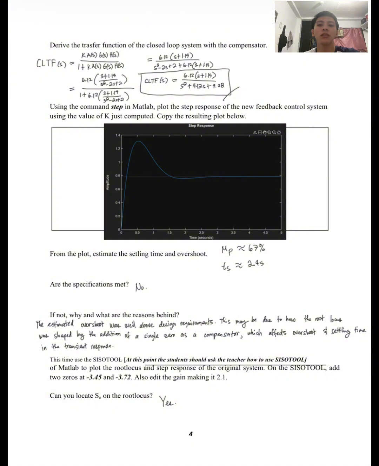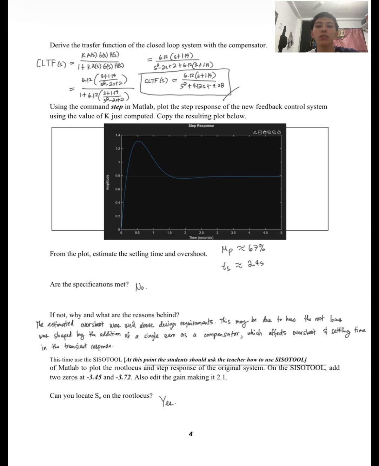So the step response was plotted to observe the settling time and overshoot. The SISO tool of MATLAB was also introduced, allowing easier visualization and adjustment of poles, zeros, and gain values. Additional zeros were added at negative 3.45 and negative 3.72, and the gain was adjusted to improve system performance.